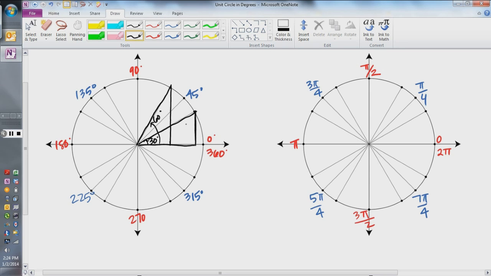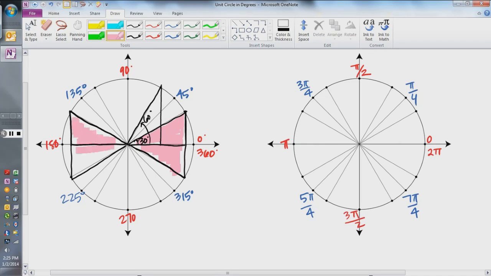And I can embed these 30, 60, 90s with the 30 degree reference angles all the way through, which I'm going to color pink. And I can embed the 30, 60, 90s that have the 60 degree reference angle within the unit circle as well. And those I'm going to color in yellow.